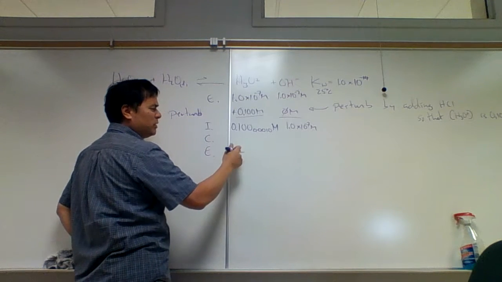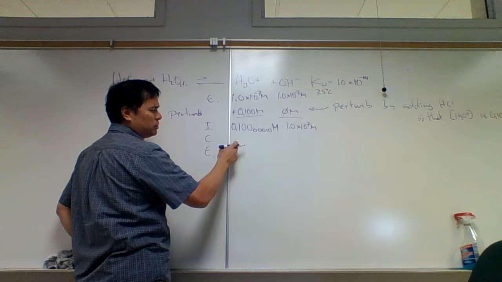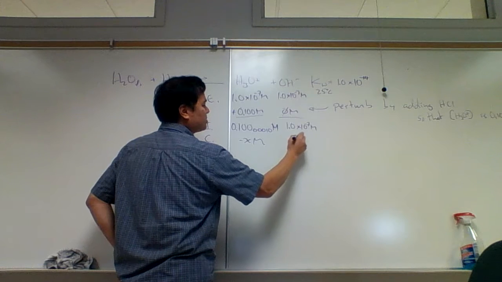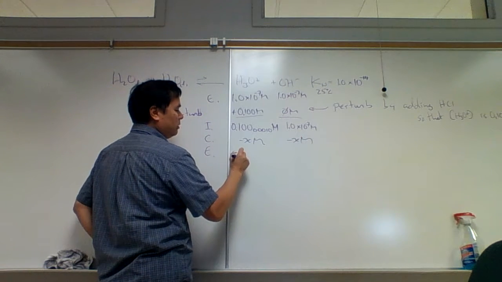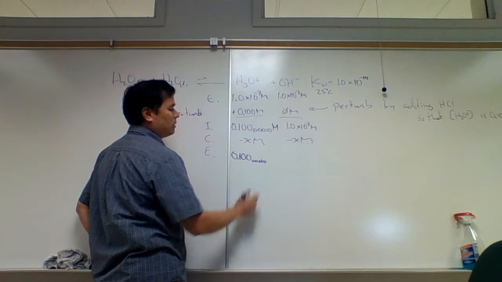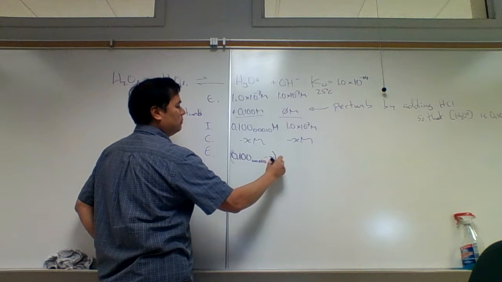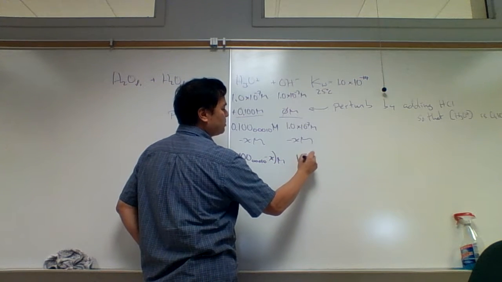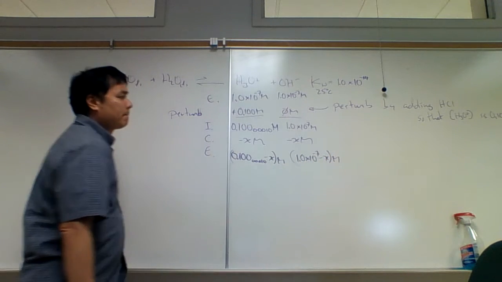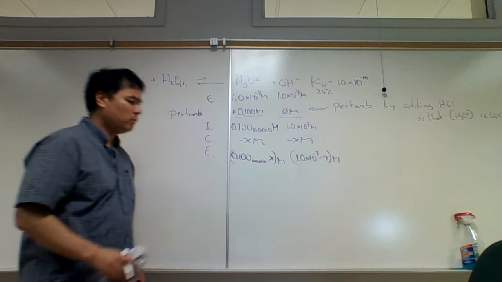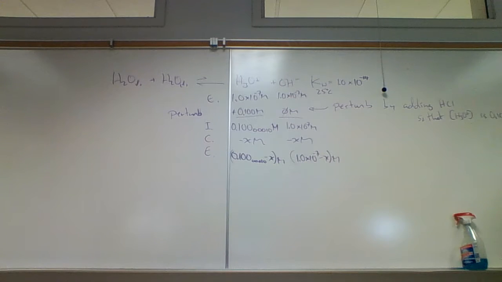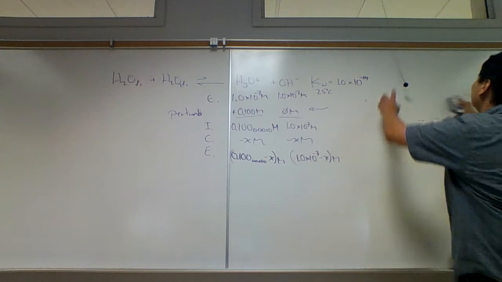Do you know which way this is going to shift? We said it's going to shift to the left. So this is going to be minus x molar, minus x molar. And so at equilibrium, I'm going to have 0.100 sub 00010 minus x molar. And this is just going to be 1.0 times 10 to the minus 7 minus x molar. And so we can figure out the new equilibrium conditions that will be established just by solving for x here. So let's go ahead and solve for x.